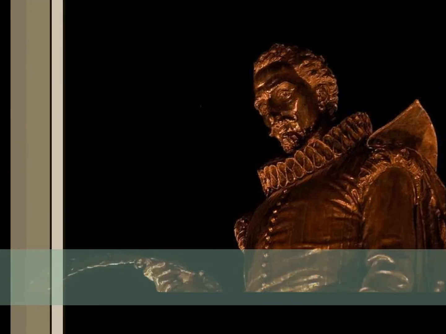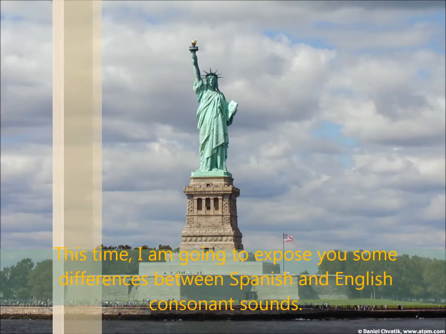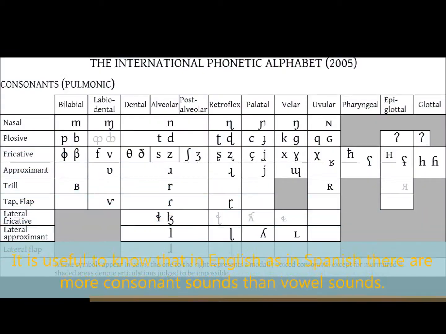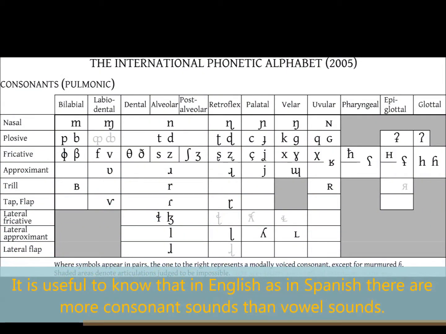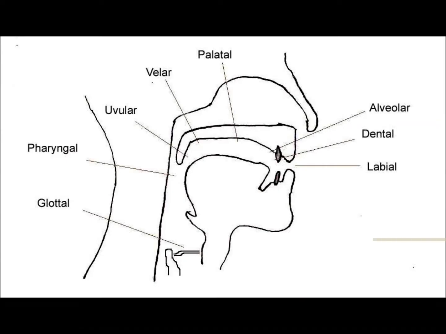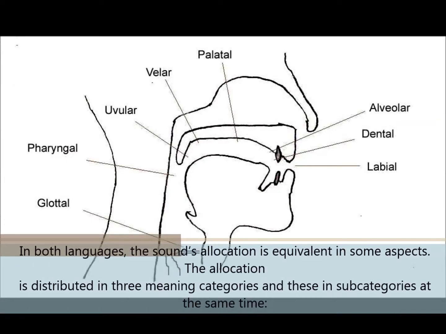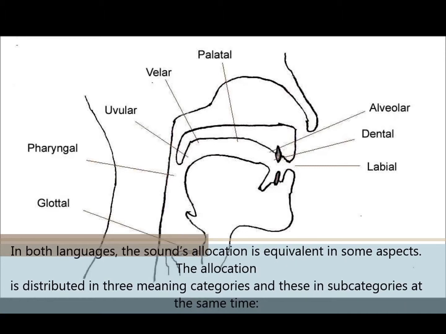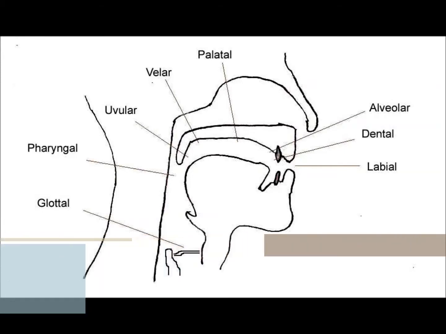This time, I'm going to expose you some differences between Spanish and English consonant sounds. It is useful to know that in English as in Spanish, there are more consonant sounds than vowel sounds. In both languages, the sounds allocation is equivalent in some aspects. The allocation is distributed in three main categories and these in subcategories at the same time.